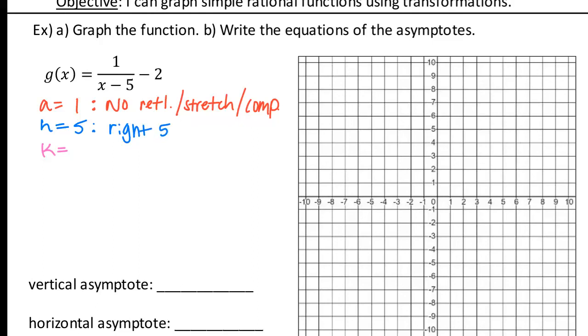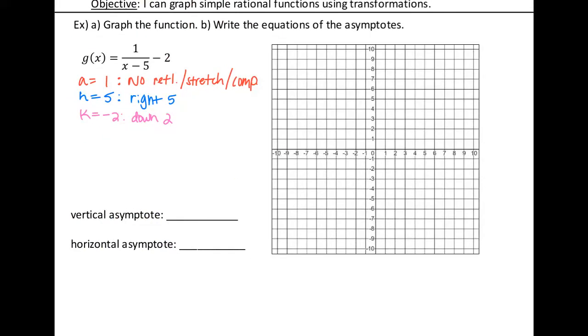And then your K value. Everybody tell me on a count of 3 what's K. Ready? Tell me in 3, 2, 1. -2. Thank you. That was much better. So K tells you up or down. If it's negative, what does that mean? Down 2.